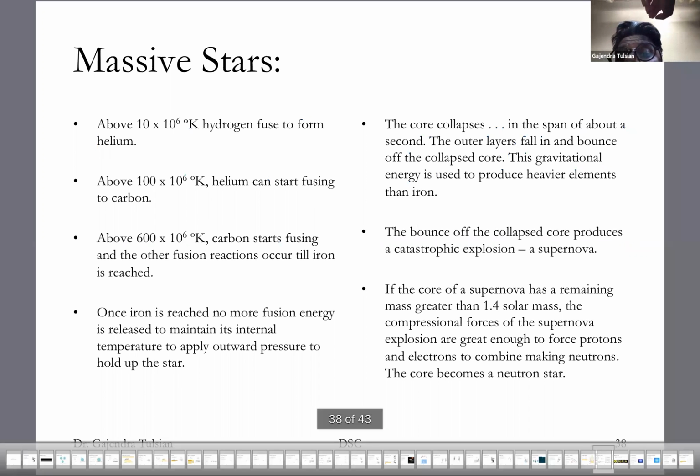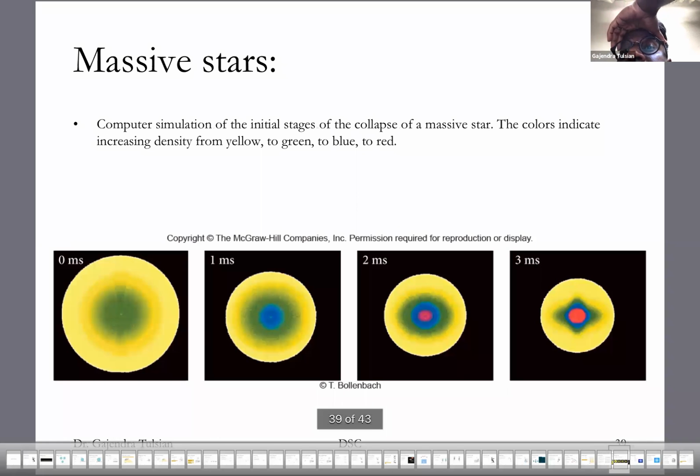That is what this computer simulation shows. This is 0 milliseconds. At the center, you've reached iron, and the iron core has collapsed, and then the outer layers start collapsing and bounce off the iron core, and then you have a supernova explosion. Red is the highest density, and yellow is the least density.